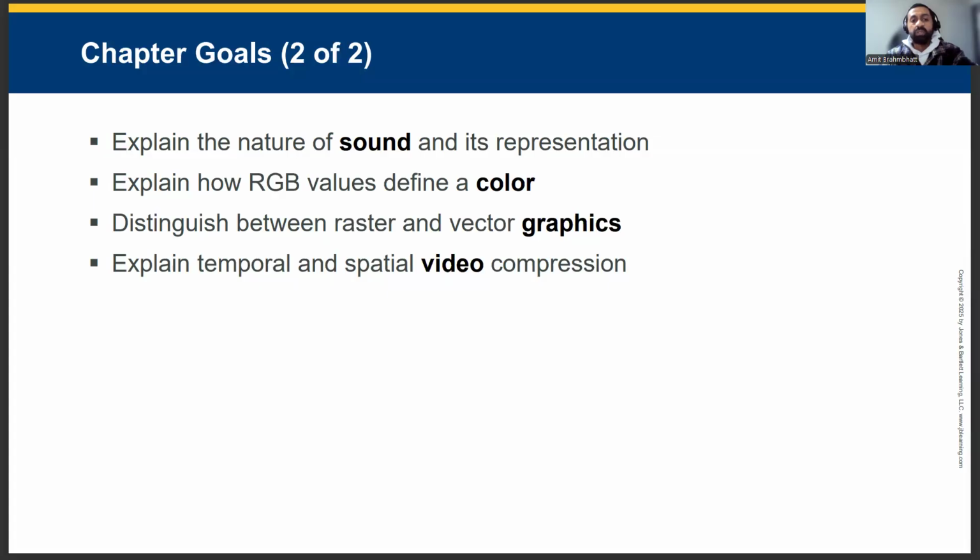An important distinction between raster and vector graphics will be explained, showing different image formats and how they work. We will also examine video representation, including spatial and temporal compression techniques. By the end of this chapter, you'll understand how complex media types, sound, image, and video, are reduced to binary form while maintaining acceptable quality for human perception.